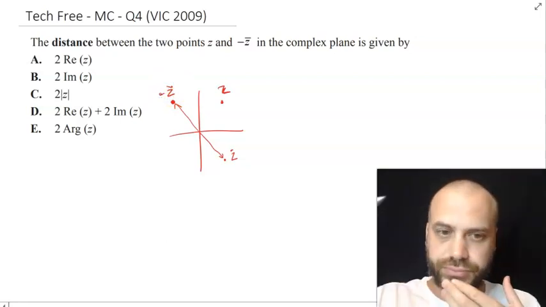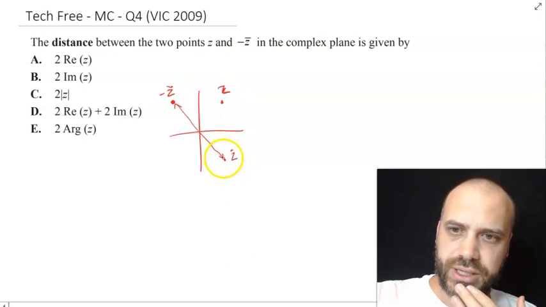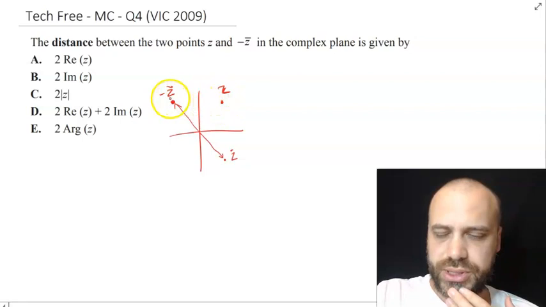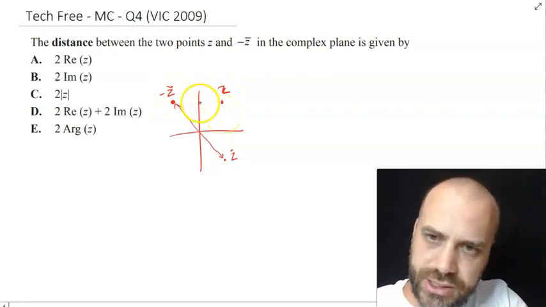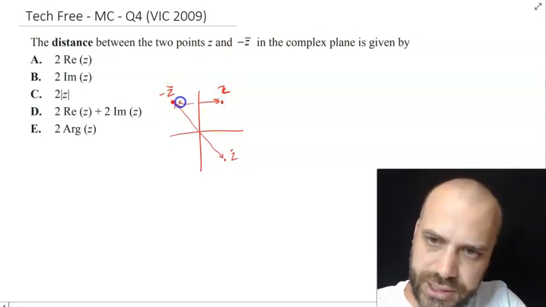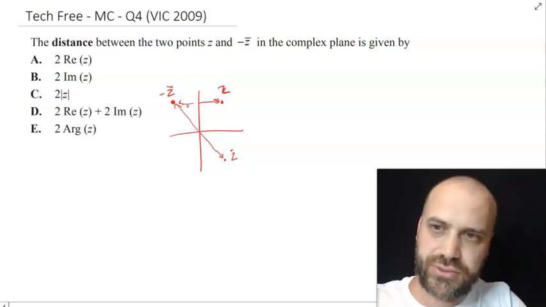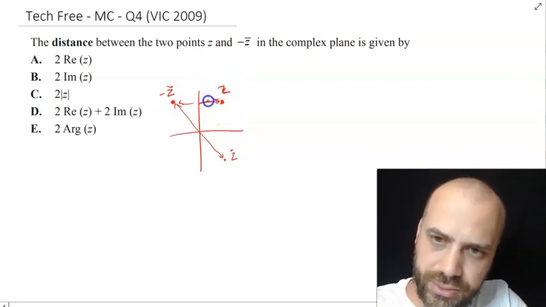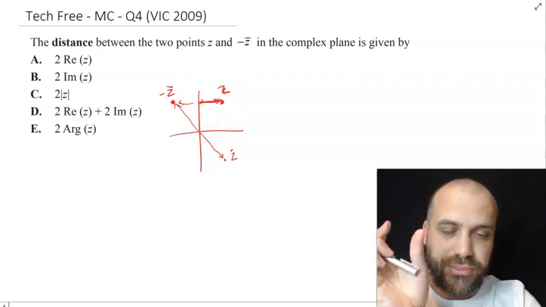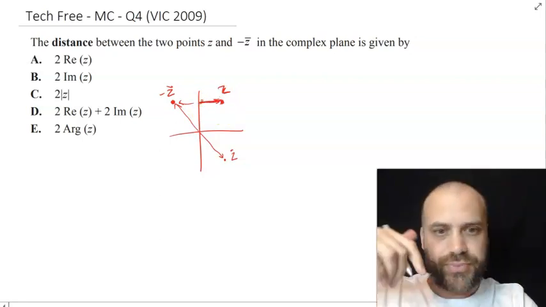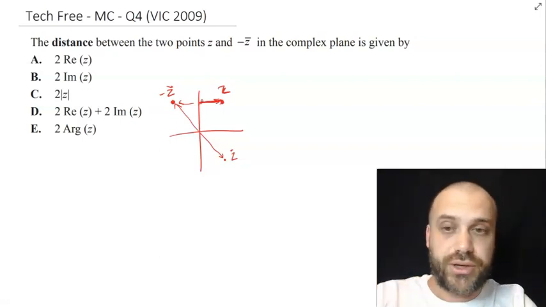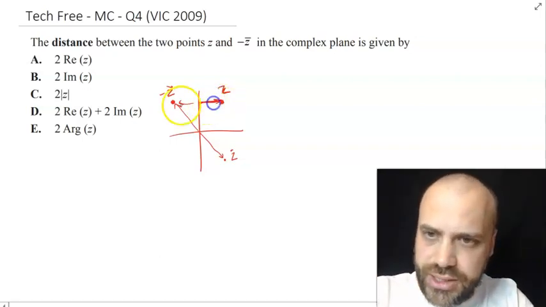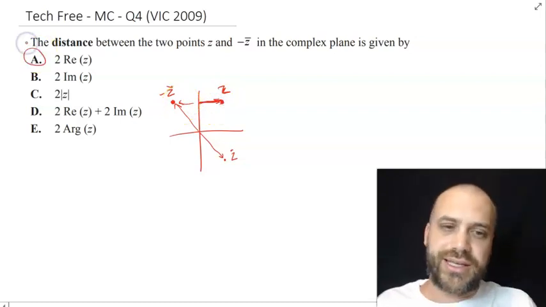Okay, so I've gone from Z to the conjugate of Z to negative of the conjugate of Z. Now, what is the distance between those points? Well, it's the distance from here to here plus the distance from here to here, and they're the same distance, right? So it's 2 times the real component of our original z value, because this portion here is the real component of our z value. So if our z value was 2 plus 3i, then this value would be 2. And the distance is going to be 4, so the answer here is A.